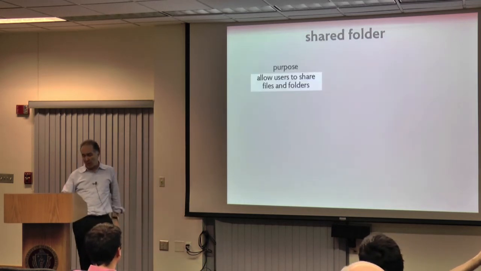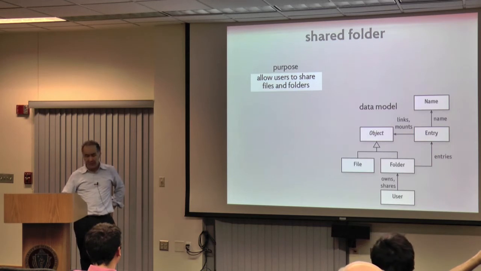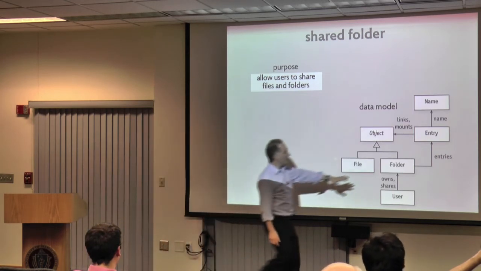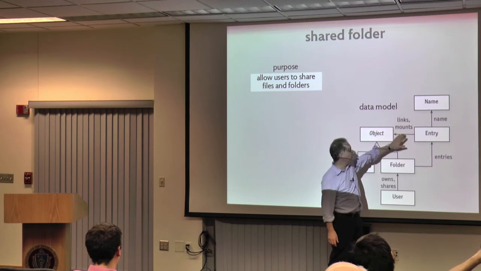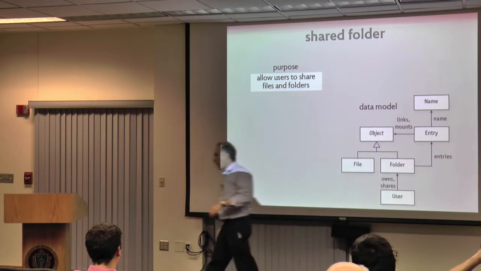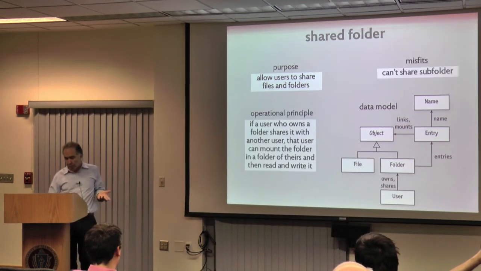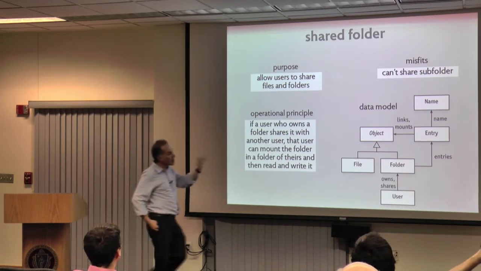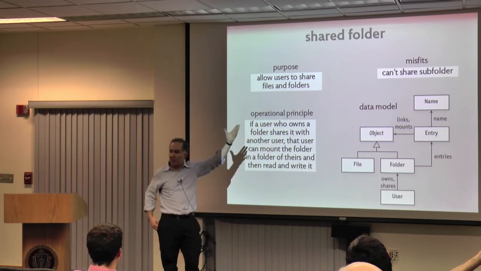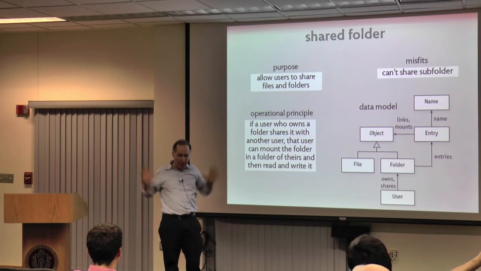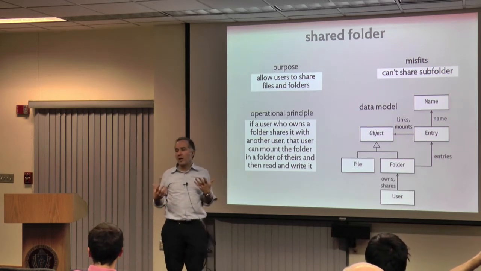And then we get to shared folders in Dropbox with a more complicated model in which now entries include not only links to files, but also files that are mounted. And that creates new problems. And I would summarize the problems we were talking about essentially with the misfit, the sort of all-purpose misfit, that in Dropbox you can't share a subfolder.